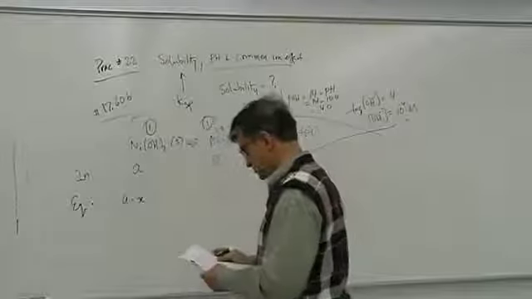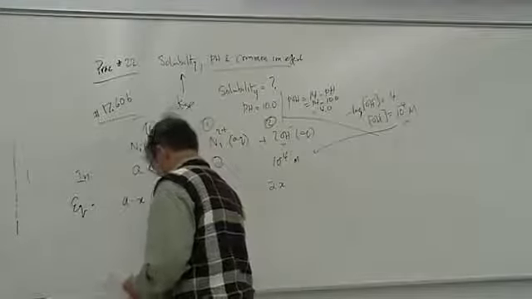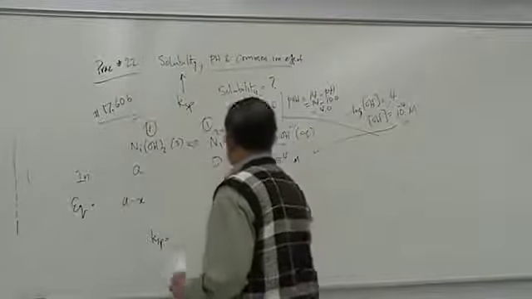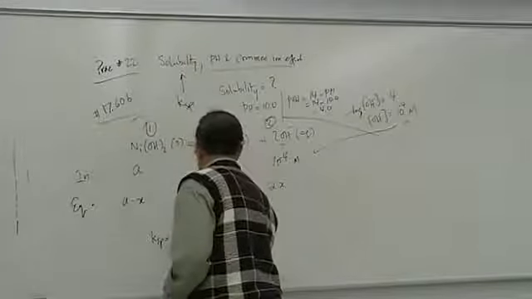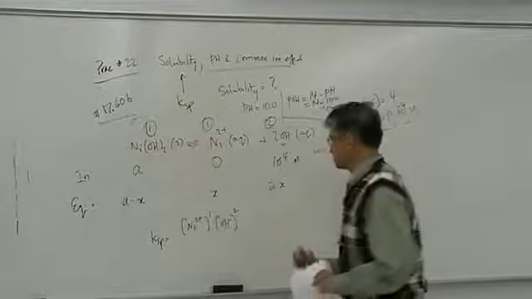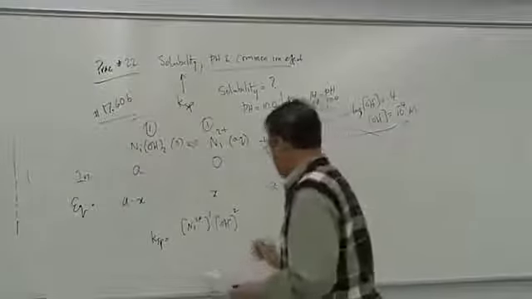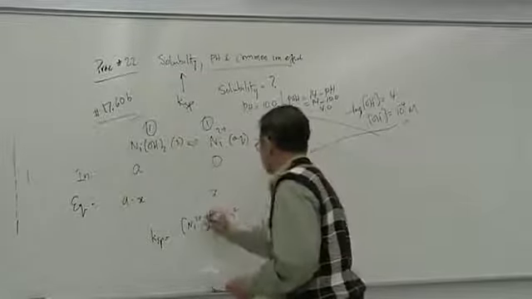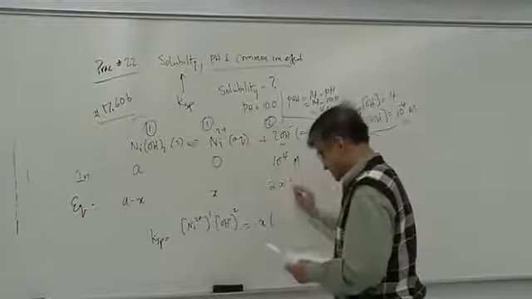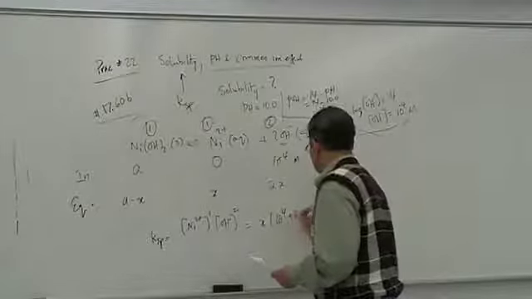Now I can set up an expression of Ksp. Again, I'm going to ignore the solid, so it'd be nickel 2 plus raised to the power 1 times OH minus raised to the power 2. That's the coefficient of the balanced reaction. And at the bottom you have solid, so we ignored the solid. So this would have X, this nickel 2 plus is X, times 2X plus 10 to the negative 4, squared. So you can write 10 to the negative 4 plus 2X.